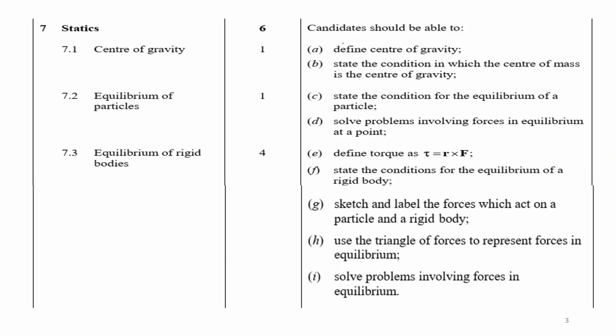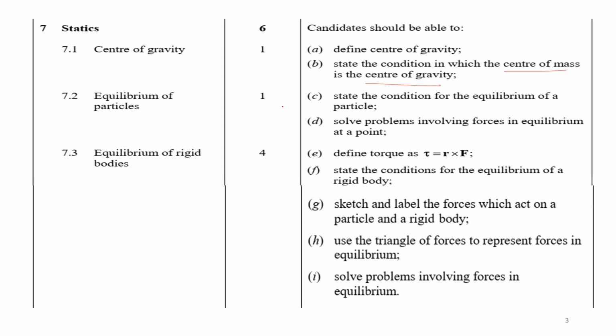The expected candidate should be able to understand the center of gravity and define the center of gravity, and state the condition in which the center of mass is the center of gravity. So you have COM and COG, center of mass and center of gravity. What is the difference between them, if there is?